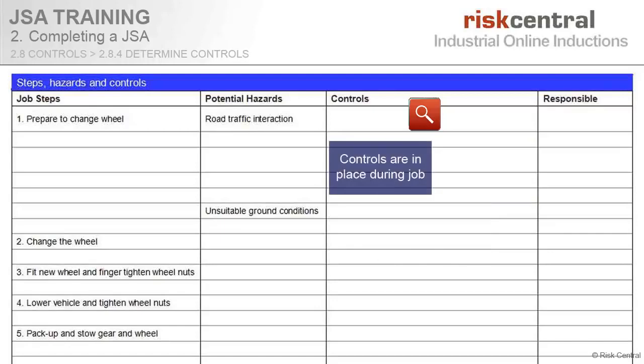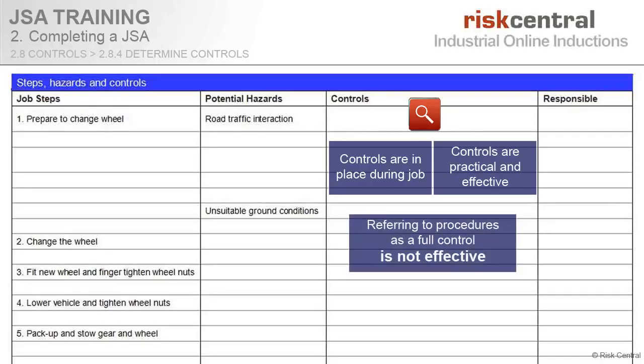All controls documented in the JSA must be in place at all times while the job is being performed. All controls must be practical, realistic and effective in controlling the hazards. The blanket use of referring to procedures or other documents as a control in any job step is not effective and could indicate that the JSA has not been thoroughly completed. However, it is appropriate to refer to procedures or other documents as part of a control.